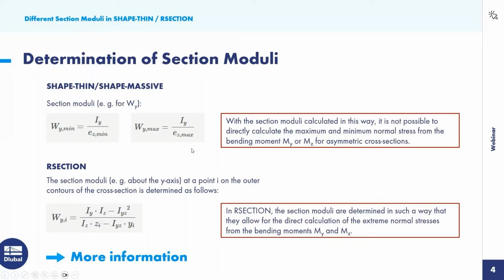And what is important in ShapeFin with the section moduli calculated in this way, it's not possible to directly calculate the maximum and minimum normal stress from the bending moments for asymmetric cross sections. For symmetric cross sections, you will get the same results in both. And in RSECTION, the section moduli are determined in such a way that they allow the direct calculation of the extreme normal stresses from the bending moments. And that's the difference. That's a short overview.